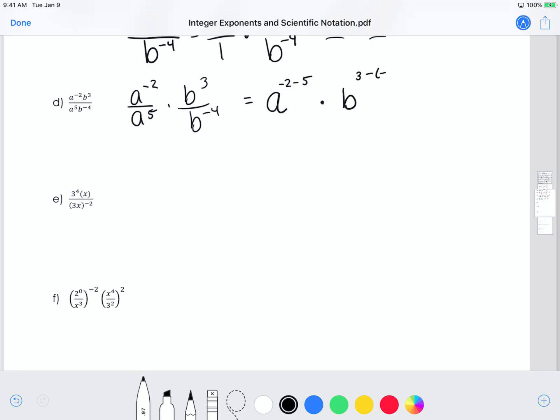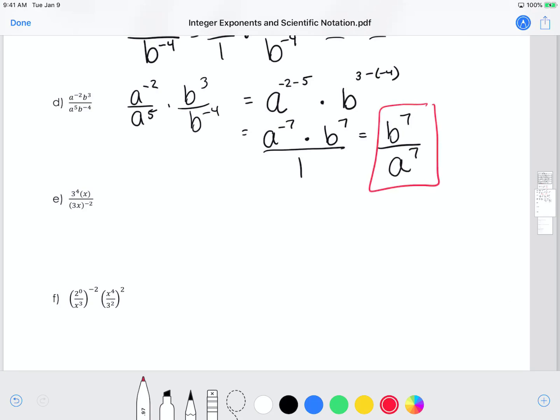So that gives me a 3 minus a negative 4. So that gives me a to the power of negative 7 times b to the power of positive 7, because I have a 3 minus a negative 4, that gives me a plus 4. So I have 3 plus 4, which is 7. Now to finish this up, I don't want to end up with negative exponents, so I'm going to take the reciprocal of a to the negative 7 and make that a positive 7. So instead of that a being in the numerator in the upstairs, that a is going to go downstairs with a positive 7. And here's my final answer.